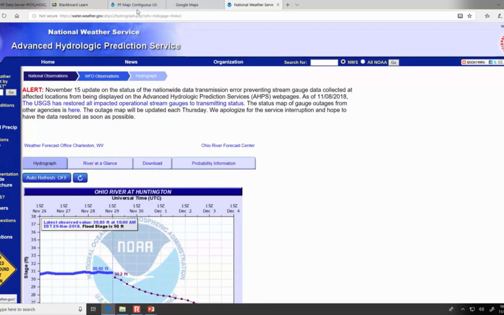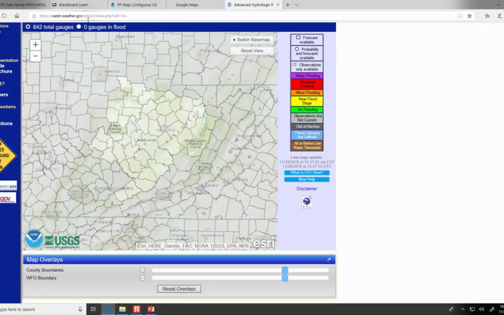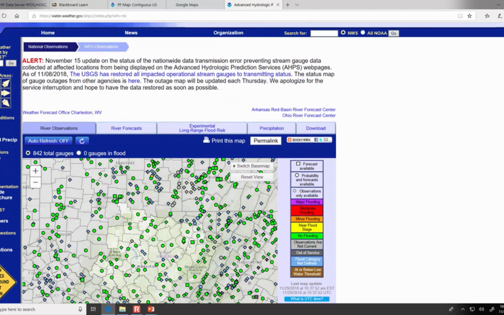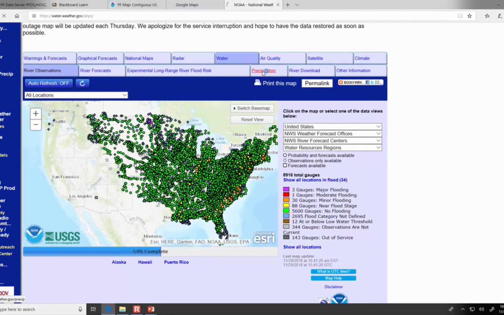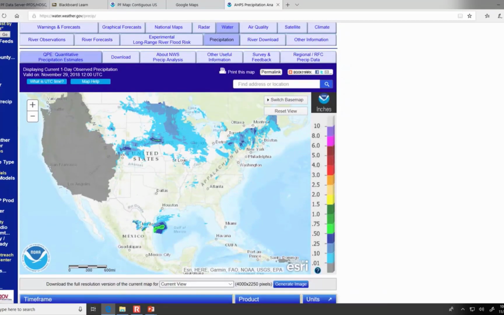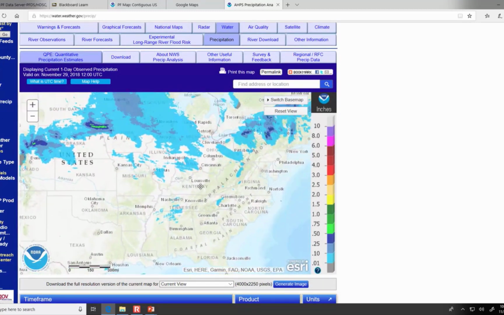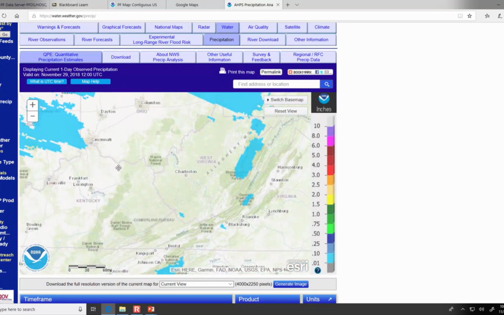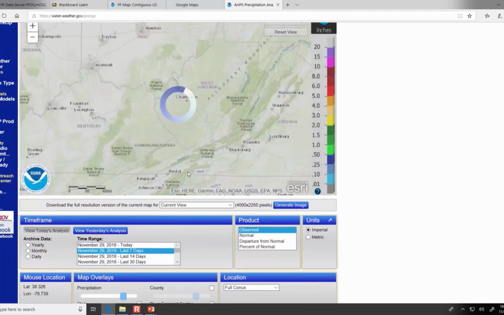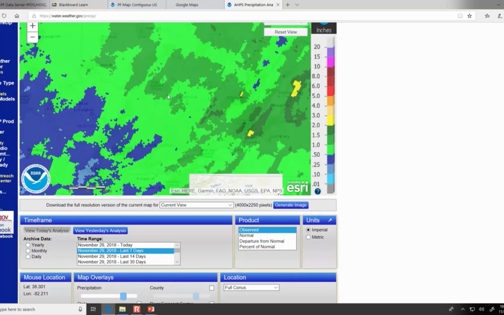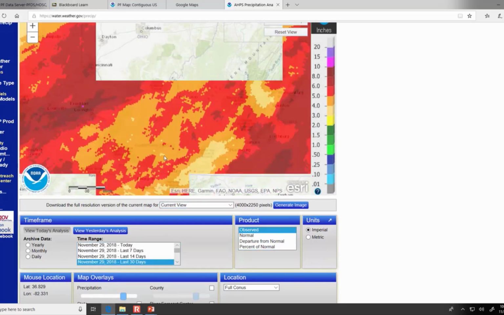The other thing I wanted to point out on this water.weather.gov is, let's go back again, river observations, and then there's also precipitation data here too. There's a precipitation tab where it gives you totals over the last 24 hours, and we can also go down here and have it change to like the last 7 days. And so you can see in the last 7 days here in the Huntington area, we're around, I guess, less than an inch of precipitation. Last 30 days.